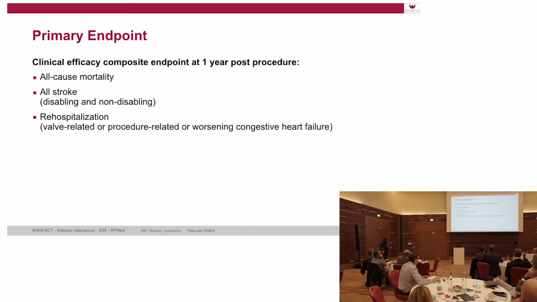So what is that primary endpoint? It's based on the PARTNER-free definition, and it combines exactly the same items as PARTNER-free. And just to remind you that every single item was significant in that trial. So this is not a combination just to make sure that we artificially promote TAVI or so on. This is based on the available outcomes in the literature. The so-called all-cause mortality, all stroke, disabling and non-disabling, and rehospitalization, valve-related, procedure-related or worsening of congestive heart failure. So this is the composite primary endpoint that is going to be assessed at 1 year.